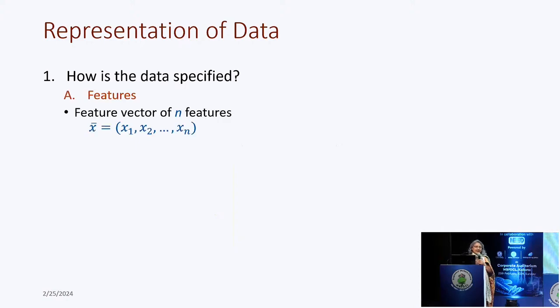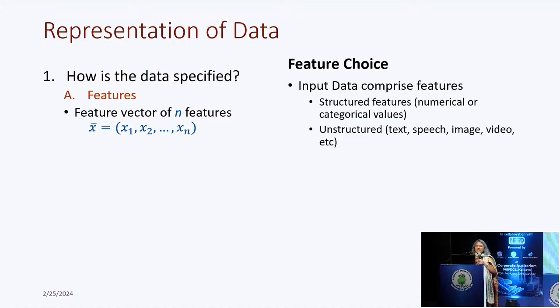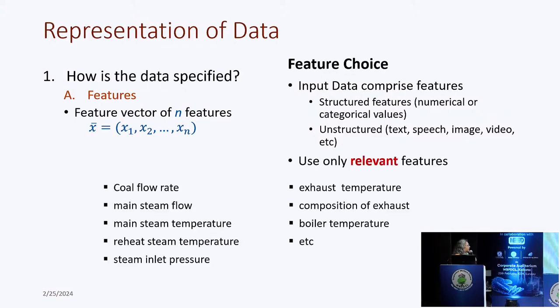Now, once you understand what is important about the data, you can extract those features, or you can try to get derived features from those features. And the feature choice initially may depend on the understanding of the experts in that domain. So they can be structured as well as unstructured, and use relevant features.